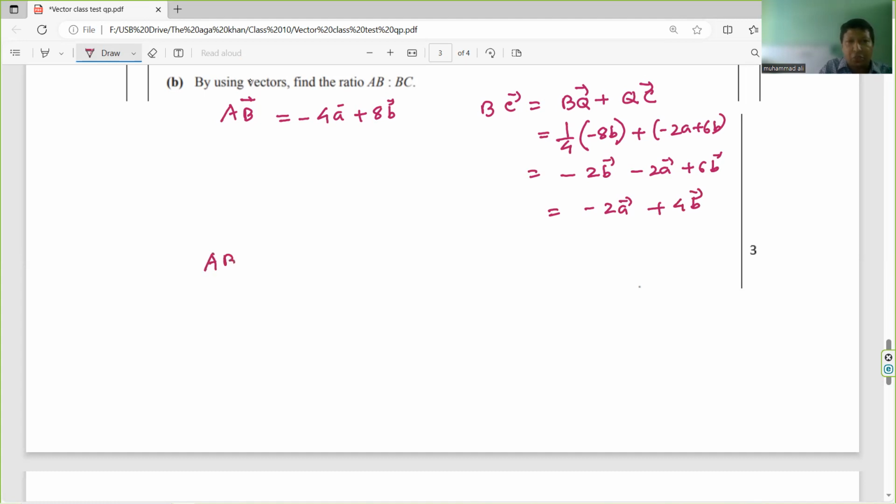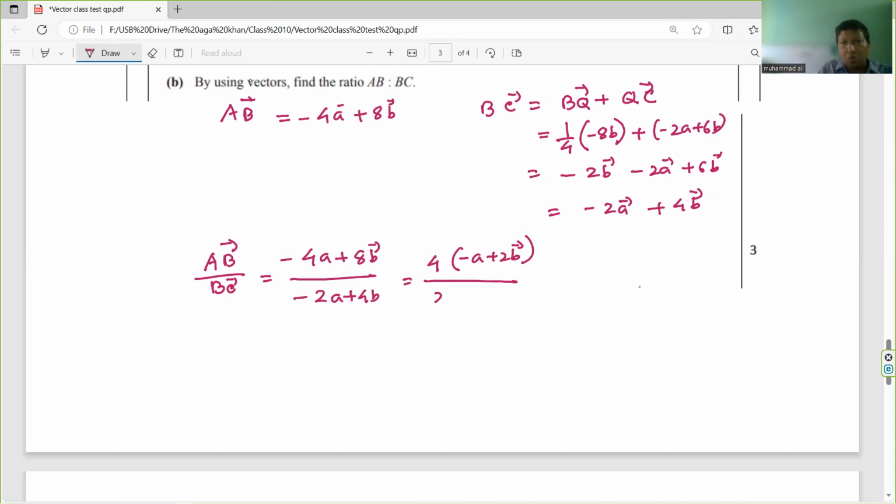So if you want to find out the ratio, we can write AB vector by BC vector equals minus 4A plus 8B, and here minus 2A plus 4B. If we take common 4, we'll get minus A plus 2B vector. If we take common 2, we'll get minus A plus 2B vector. So both of these cancel, this also cancel. So it will be 2/1. Therefore, AB ratio BC equals 2:1. So I think everybody understands this means you just try to observe the ratio things and vector addition formula.